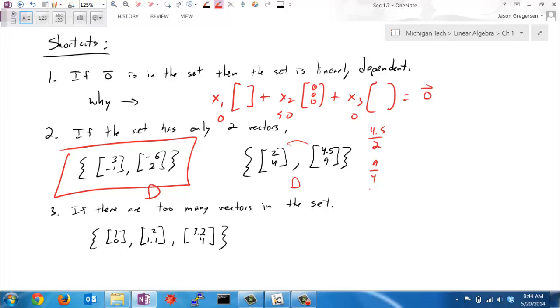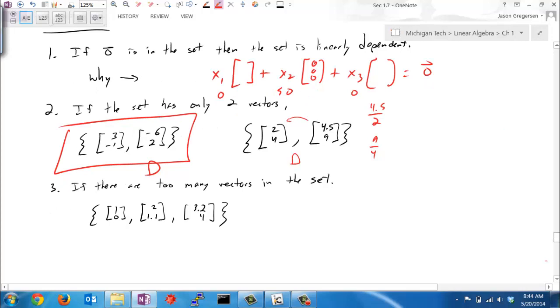All right, questions about that? So these are the shortcuts that help us so we don't have to necessarily throw everything into a matrix and row reduce. What about the last one? If there are too many vectors in the set. Too many vectors in the set. What does this one mean?